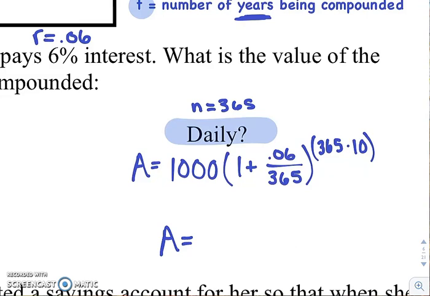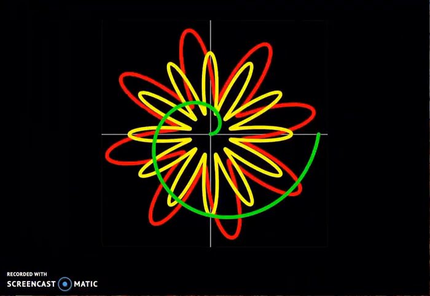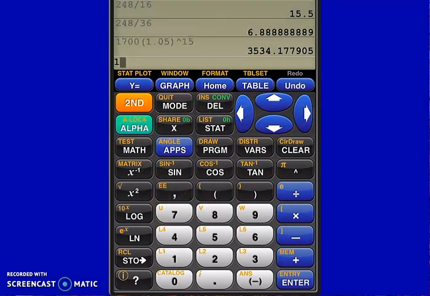So I'm going to pull my calculator so you can see how I'm typing it. I'm going to do 1,000 times 1 plus, and now the fraction is just 0.06 divided by 365, to the power of, in parentheses, 365 times 10, close parentheses, and then equals. We're dealing with money here, guys, so we're just going to make this $18.22 and 3 cents. Round to the nearest cent.